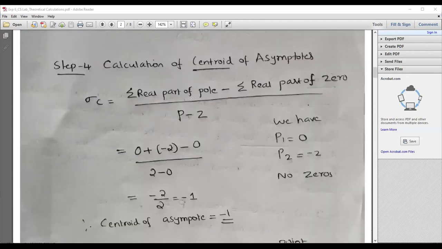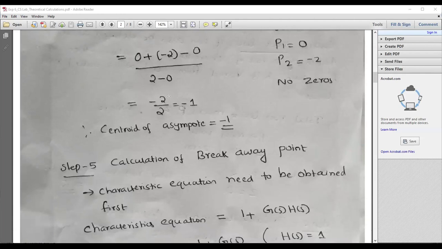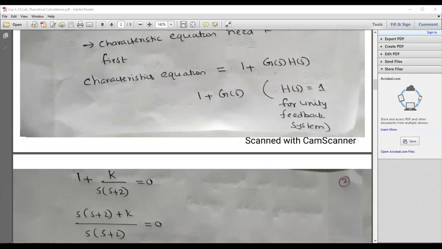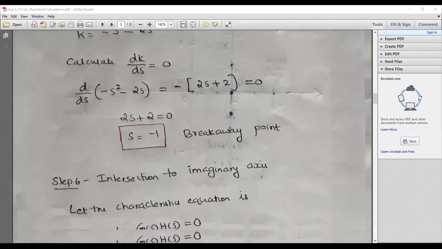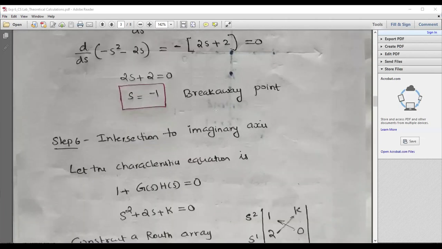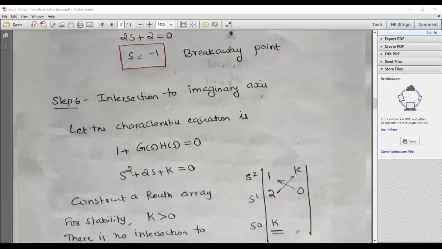Then calculation of centroid of asymptote. Use the same formula which is already given. Then calculation of breakaway point. That is the most important part of these steps. Then ultimately the breakaway point is equal to -1. You may get a separate question to compute the breakaway point sometimes.